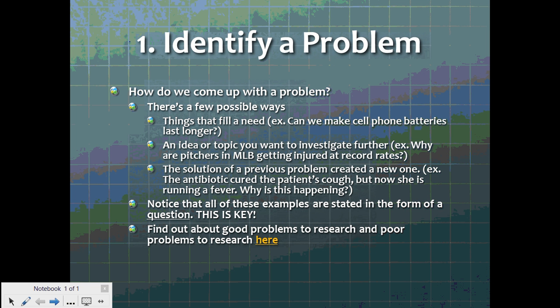The solution of a previous problem created by a new one. Example, the antibiotic cured the patient's cough, but now she's running a fever. Why is this happening? Notice that all of these examples are started in the form of a question. This is key. Find out about good problems to research and poor problems to research here. And the website is being identified there for you.